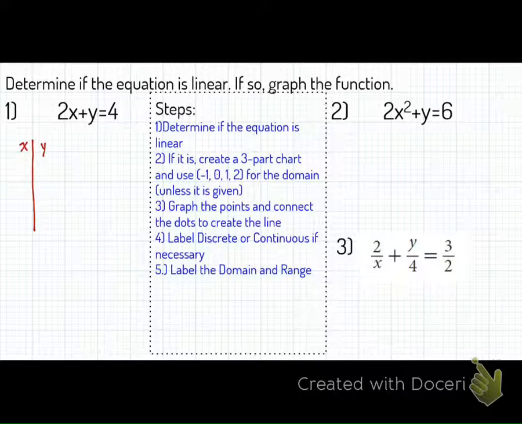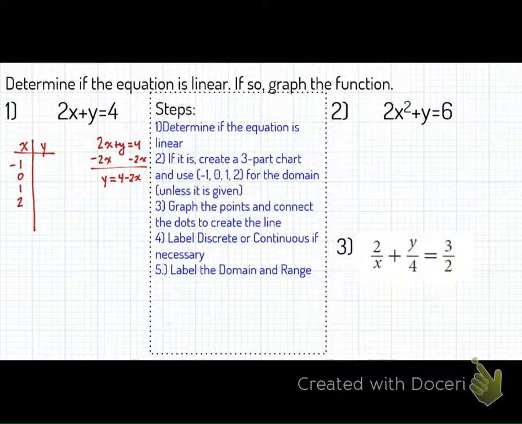So we're using our ingredients here that it's given us, -1, 0, 1, and 2. We've done this before. And we're plugging these in for x and figuring out what y is, right? It's easier to figure this out if we solve for y first. So I'm going to rewrite 2x plus y equals 4, and subtract 2x on both sides so that we get y by itself. Y equals 4 minus 2x. That'll make it a lot easier, okay?